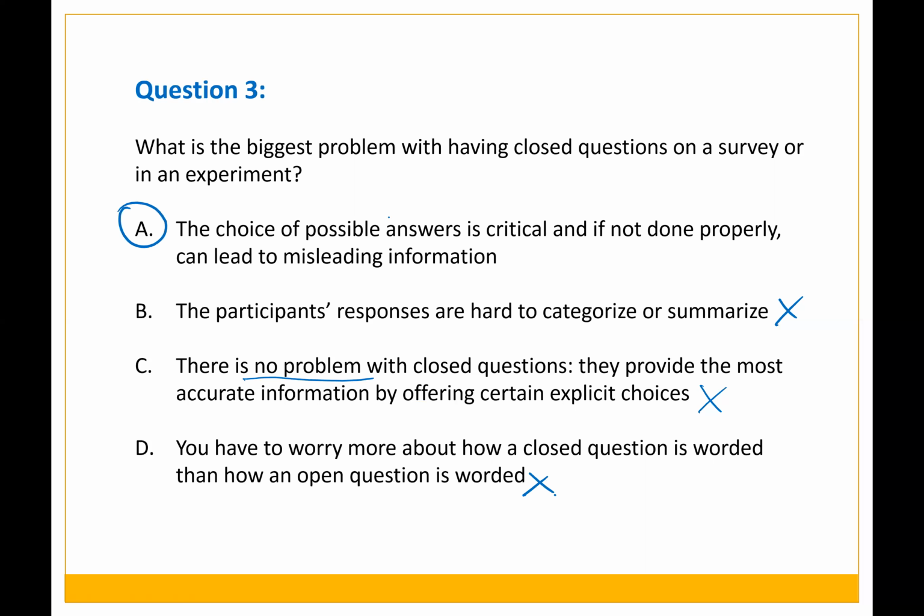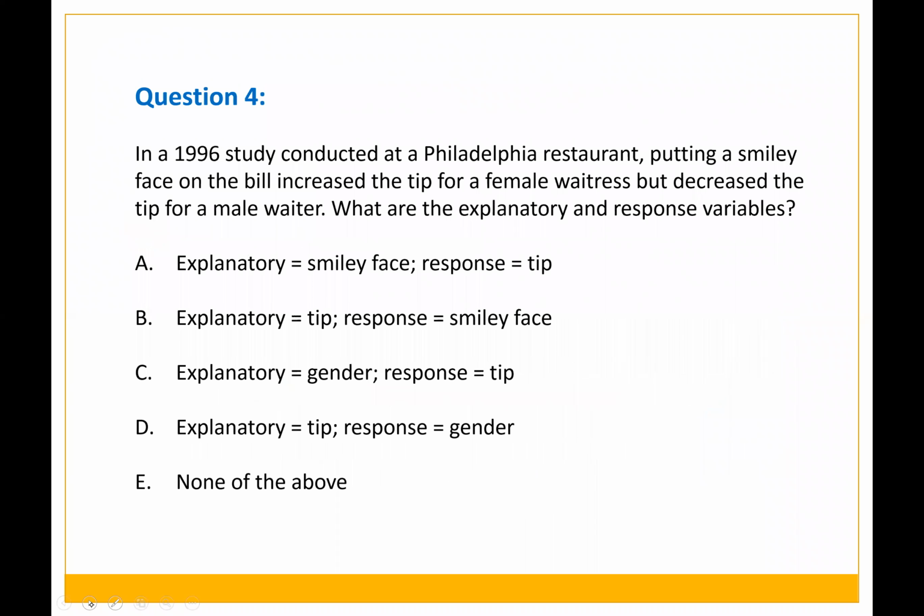So when you look at A again, the choice of possible answers is critical. If it's not done properly, it can lead to misleading information. What happens is that if the researchers already have some expected outcomes in their mind, the multiple choices that they give in closed questions can be biased towards some directions, and it makes the subjects or the people in the sample think, okay, this should be the answer that I should pick, but it may not be their actual choice. So that's the problem with closed questions. It's the choice of the answer. It is related to bias. So yeah, that's question 3.